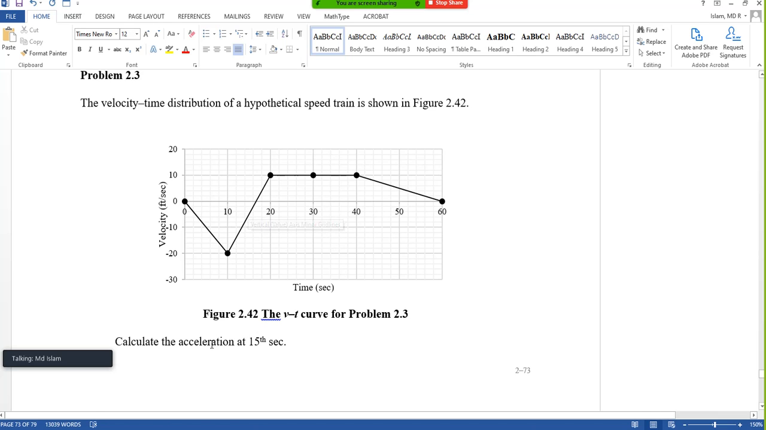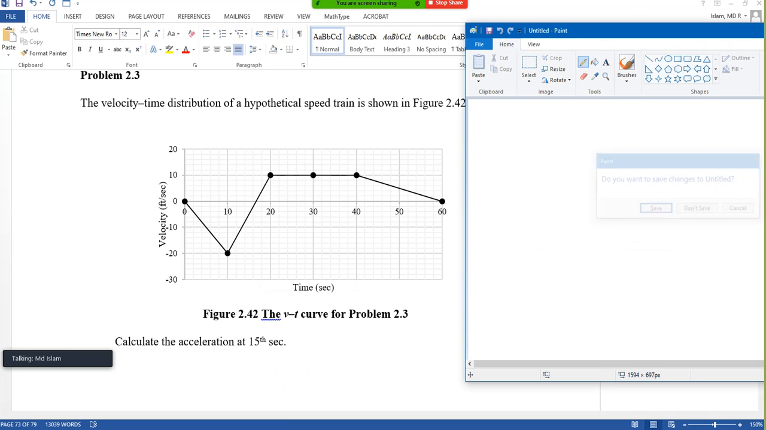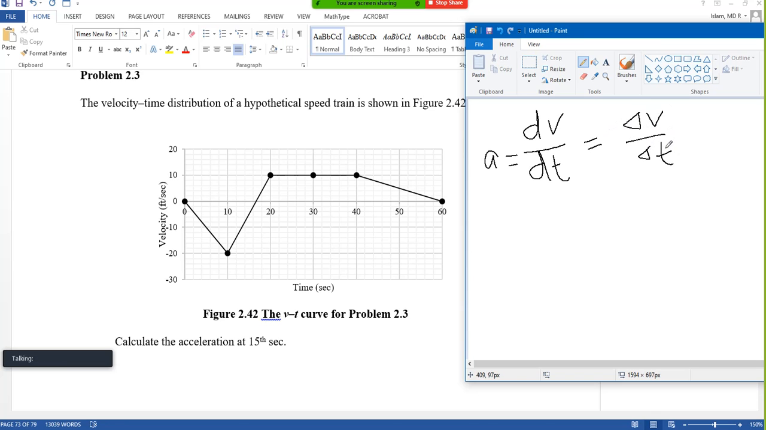Now how to find acceleration from a VT curve? If you can remember, we learned that the slope of the VT curve is the acceleration. So the slope of the VT curve is the acceleration, or we can write it this way, delta V by delta T.